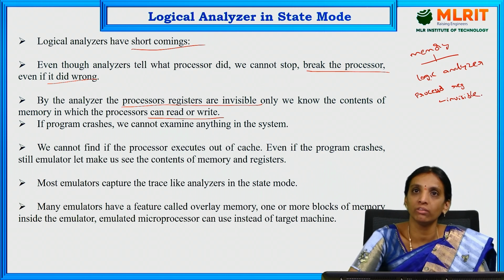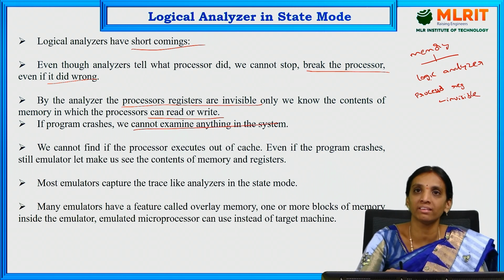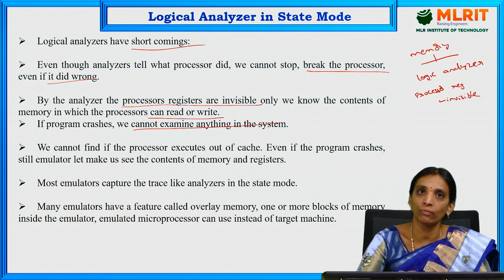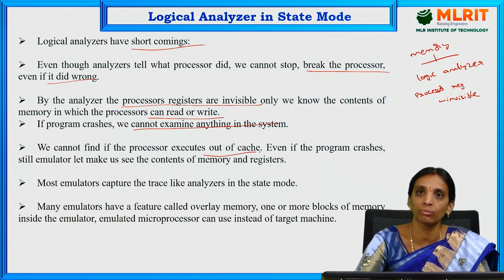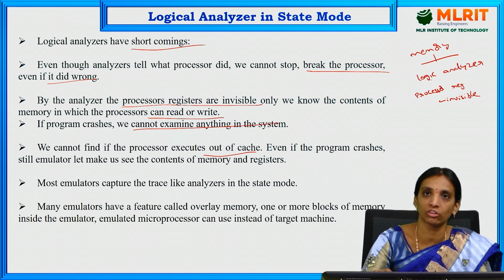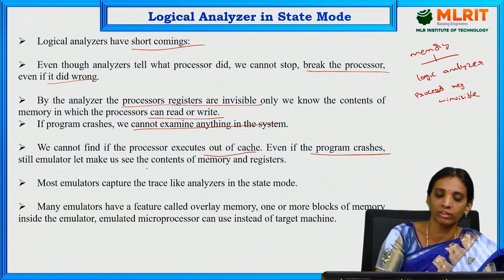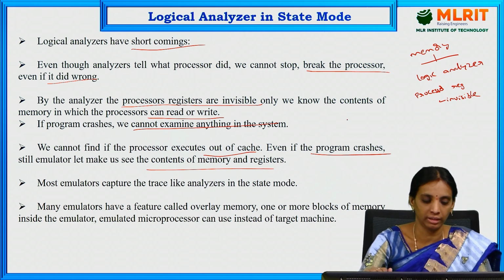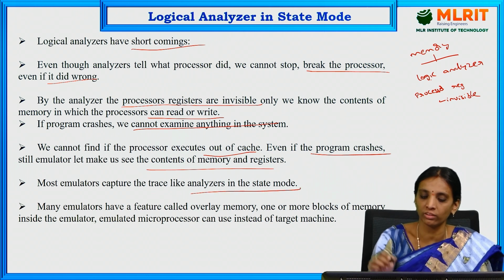If the processor crashes, we also cannot examine anything in the logic analyzer. We also cannot find out if the processor executes out of cache. That means if the cache memory is overlapped or full, the processor cannot execute the next instruction. In that case the program will crash and no information will be displayed in the logic analyzer. Most emulators capture the trace like analyzers in the state mode.